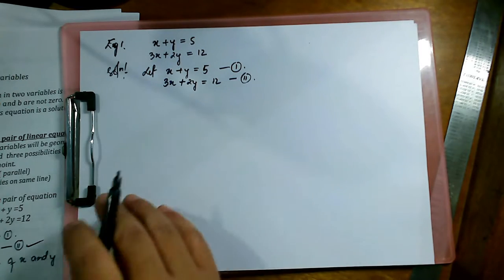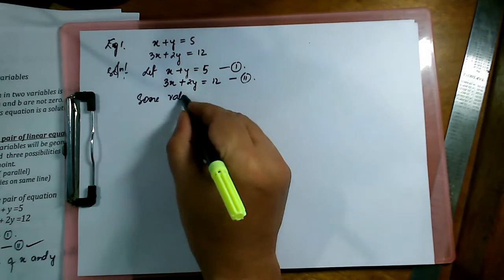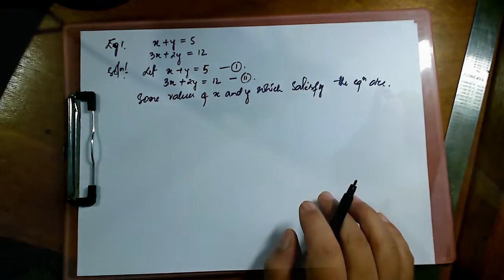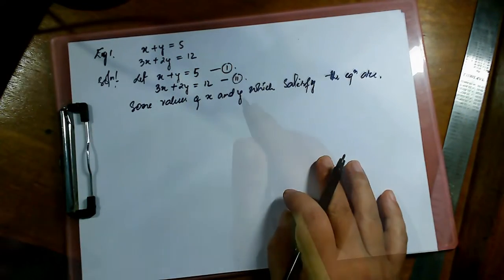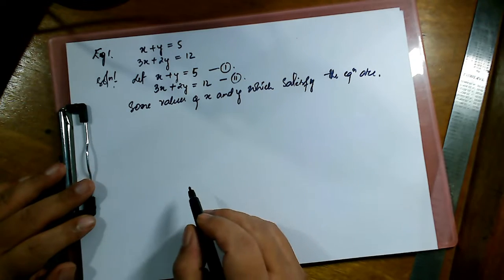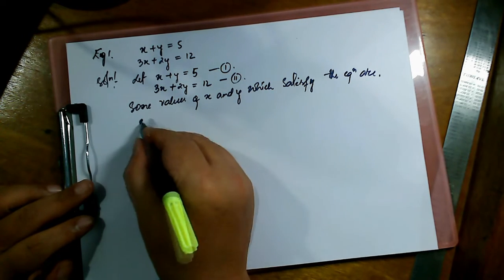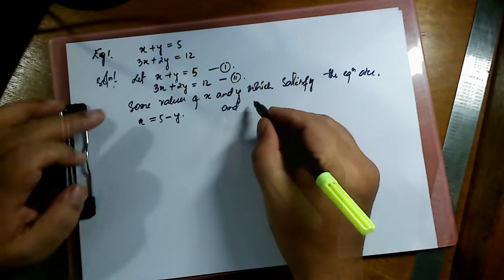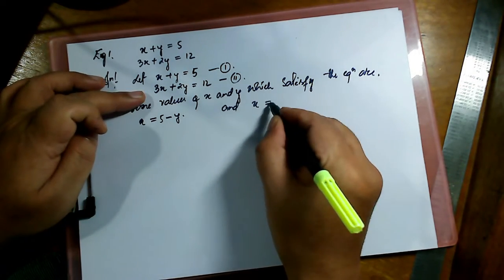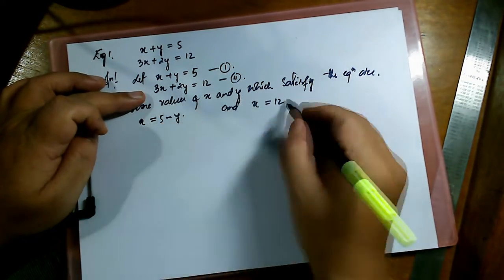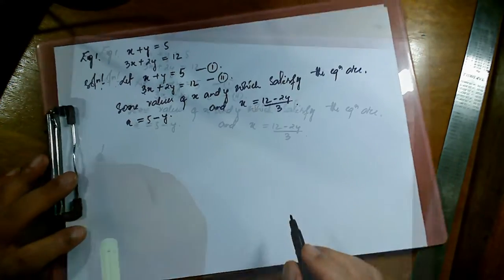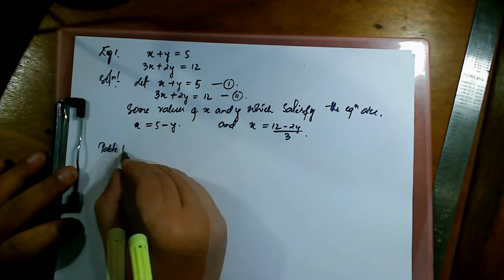So now let's try to find some values of x and y which satisfy the equations. To find the values of x and y from equation 1, we need to rearrange the equation, that is x equal to 5 minus y. And again from equation 2, x is equal to 12 minus 2y divided by 3. So now let's make a table, table 1, from equation 1.